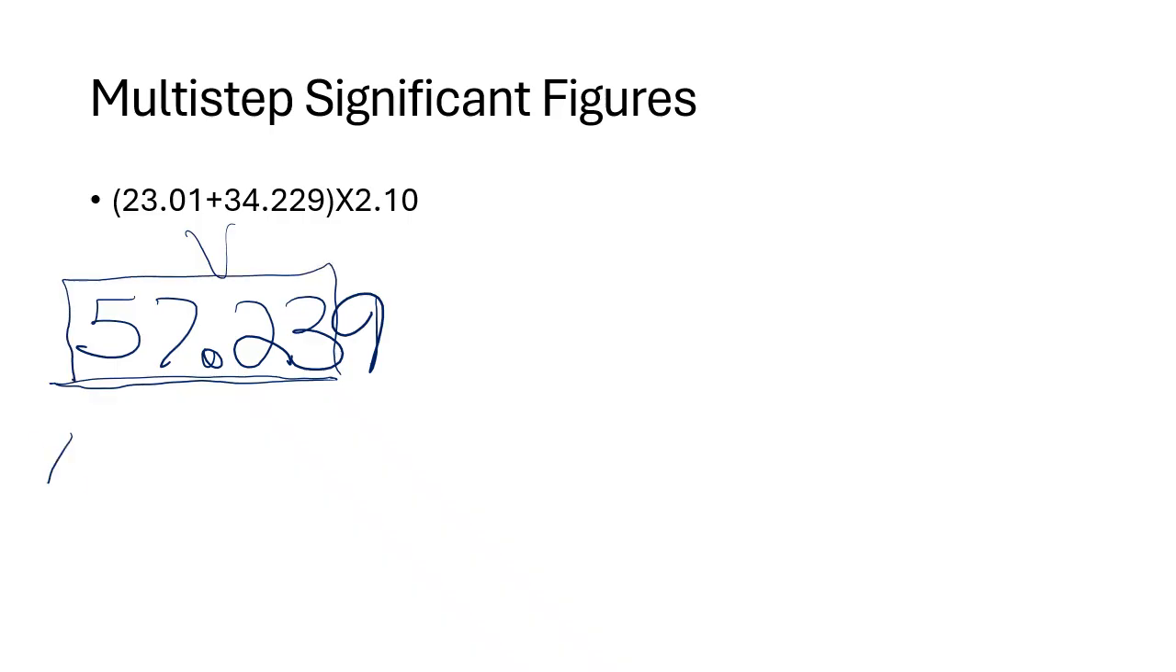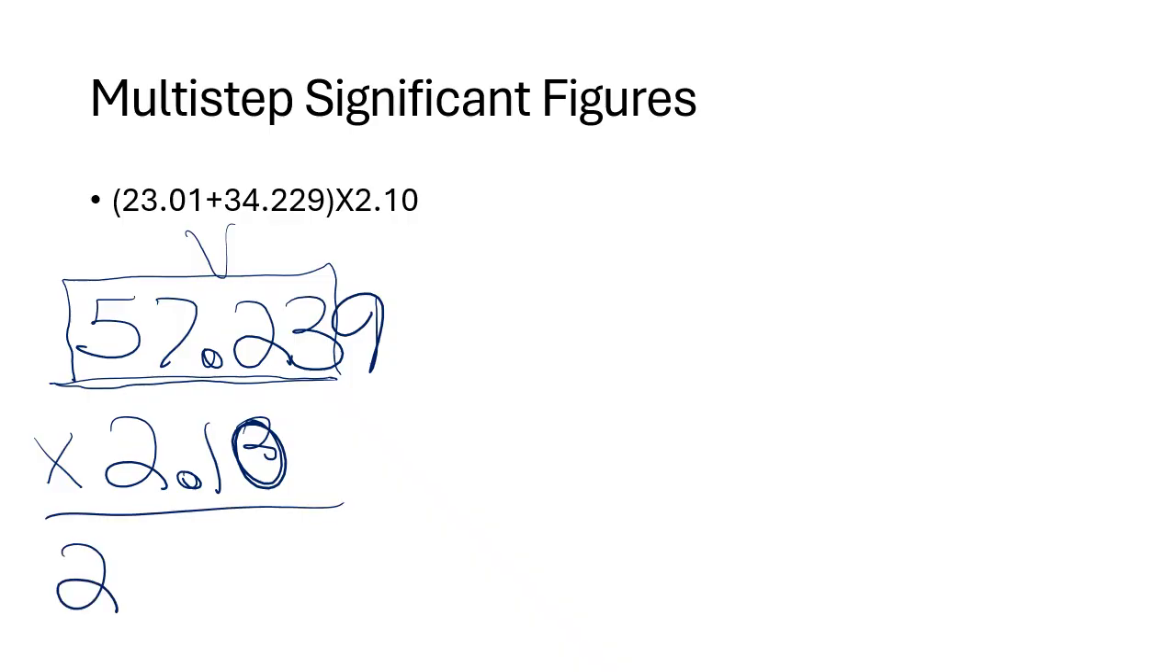Then I'm going to multiply by 2.10, and when I do get that, I get 120.2019. If you were to go back, you would see that I multiplied 57.239 times 2.10. I did not multiply 57.24 times 2.10.